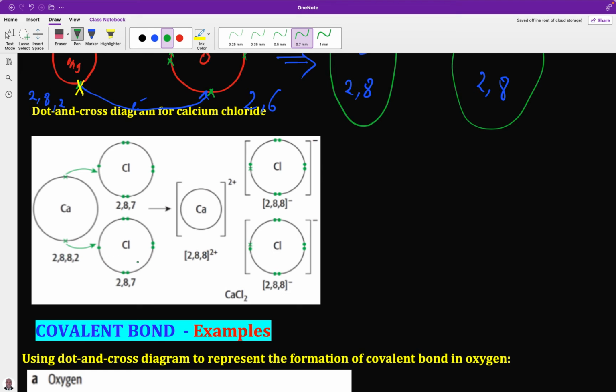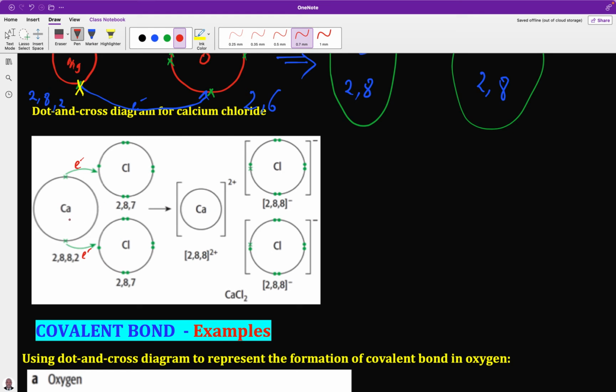Chlorine, on the other hand, has 7 electrons. It makes chlorine unstable. So what happens? Chlorine needs another electron so that it can fill the outermost shell to be 8 so that it becomes stable. So electrons are transferred here. Electrons will move here in this direction. An electron is transferred to chlorine, and another electron is transferred to this other chlorine. That is how the whole thing goes. 2 chlorine atoms are involved in this.